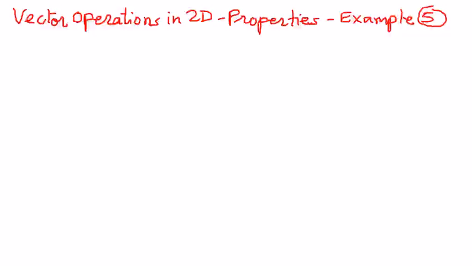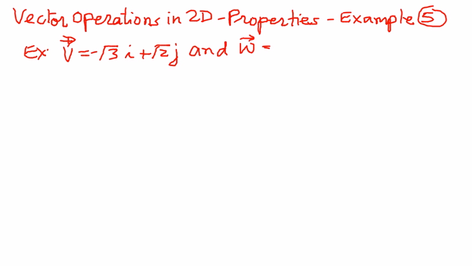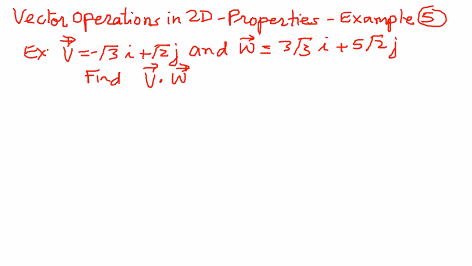And then in this example, if we have vectors given to us as follows: vector v is equal to negative square root of 3i plus square root of 2j, and if vector w has components 3 square root of 3i plus 5 square root of 2j, we want to find vector v dot vector w, the dot product of these two vectors. And the way to do that is as follows.